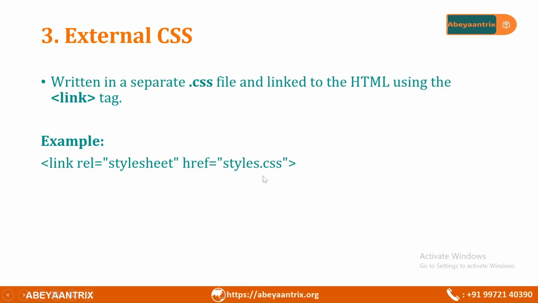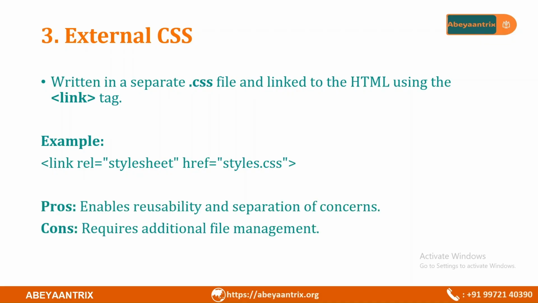In the separate CSS file we write the styling for a particular HTML page. This is helpful when you are using the same styling with multiple pages, so we can reuse the same styling. The pros of external CSS are reusability and separation of concerns. Now you can see index.html, about and contact pages. Those are all separate pages, or else your home page. Every page is separate, so we can maintain the styling with separate concerns.